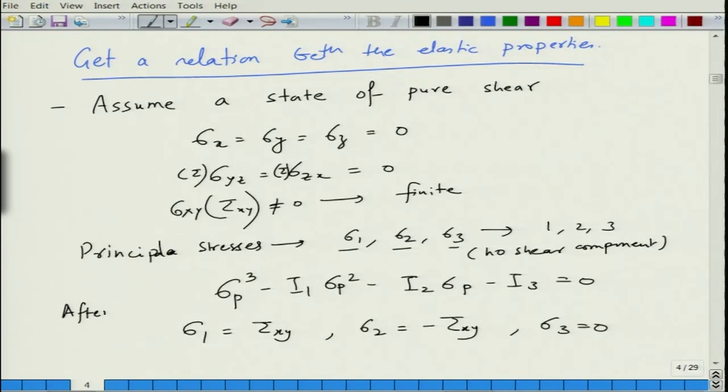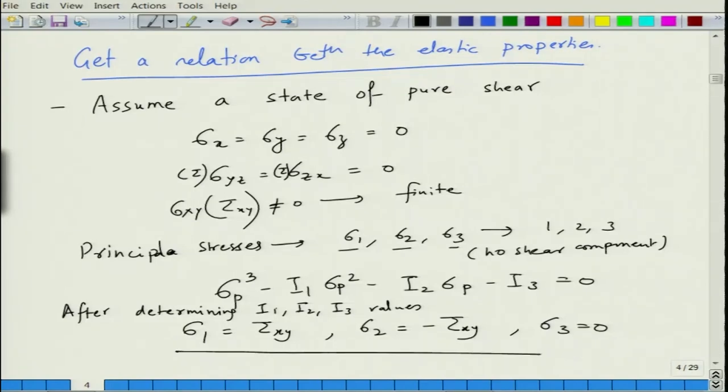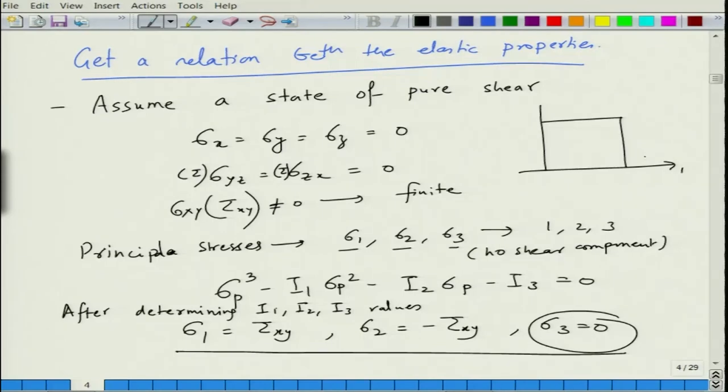So basically, after determining I1, I2 and I3 values by plugging in the stress values, we find this is the stress state. Among the three principal stresses, one is 0 and the other two are equal and opposite. So when the material is in pure shear, this is what the stress state is going to be. The principal stresses are going to be tau xy and minus tau xy: in one case it's going to be tau xy, and here it's going to be minus tau xy. So these are the stresses which are going to act on the material.